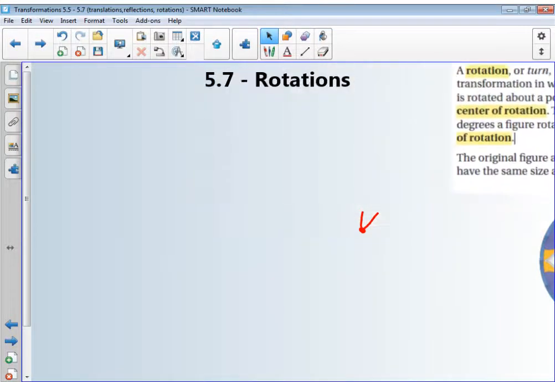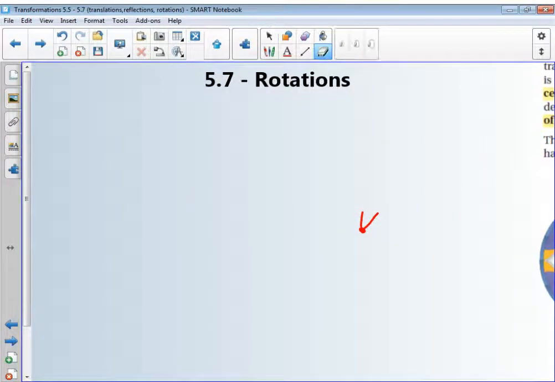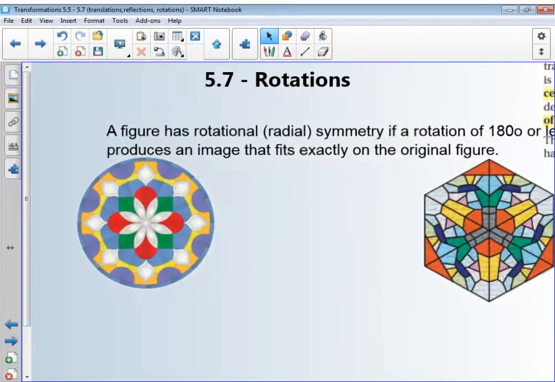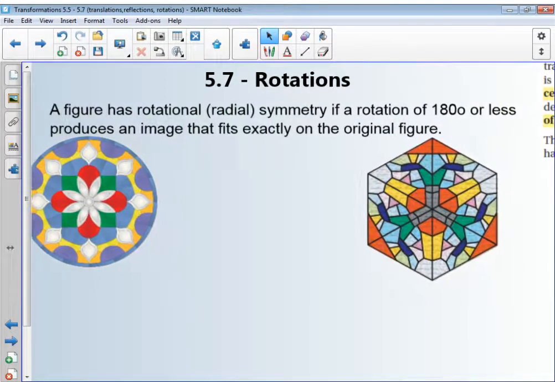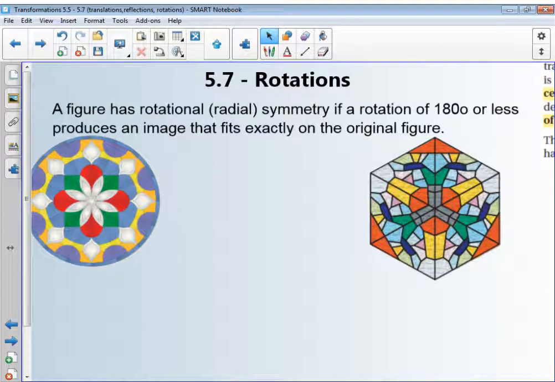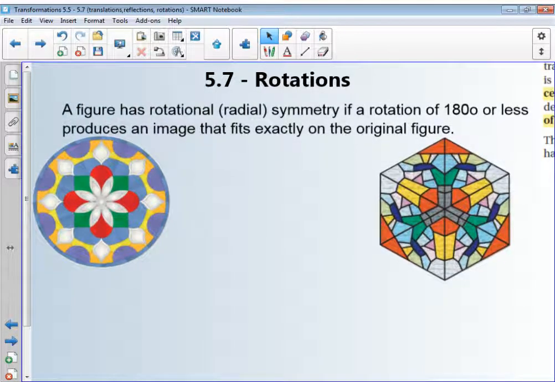Another piece that goes along with this lesson is a little bit of vocabulary, and that's what they call rotational, or sometimes radial, symmetry. Radial symmetry or rotational symmetry happens if a rotation of 180 degrees or less produces an image that fits exactly on the original figure. So these are two figures that involve rotational or radial symmetry.